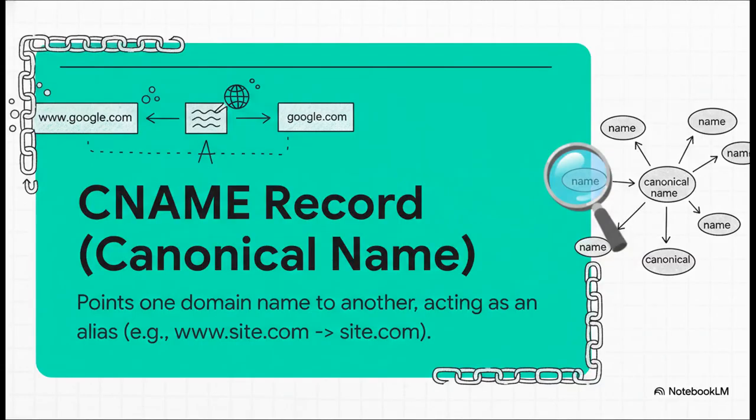Next is the CNAME, or canonical name record. Now this one's a little different. Instead of pointing a name to a number, it points a name to another name. It's basically just an alias.